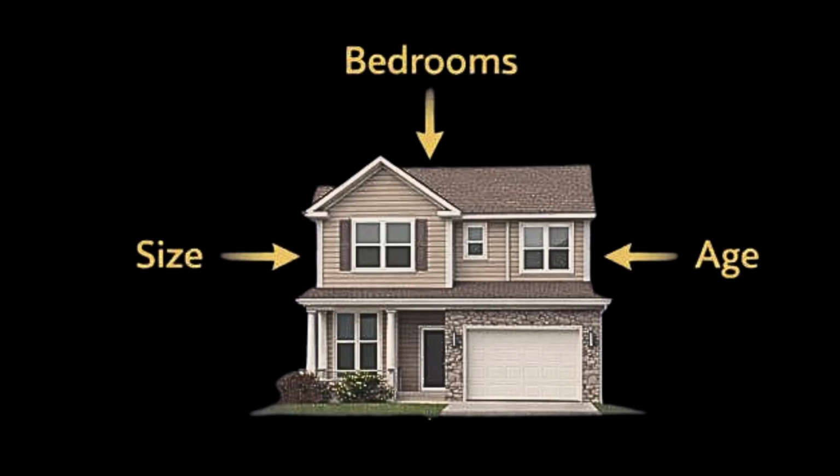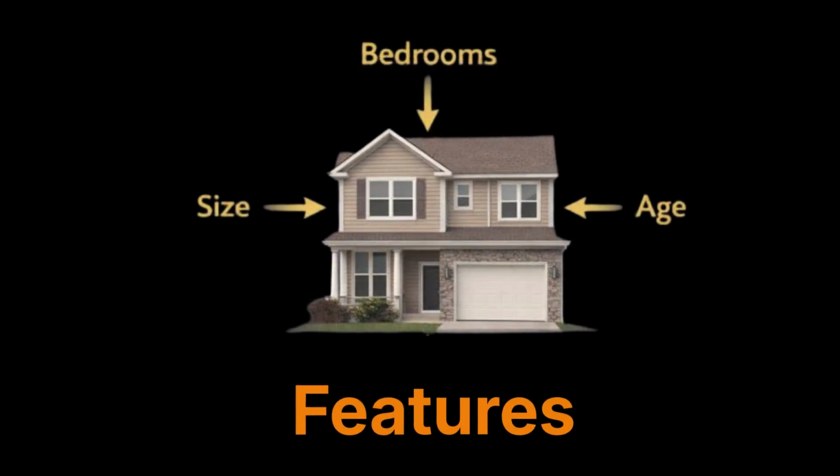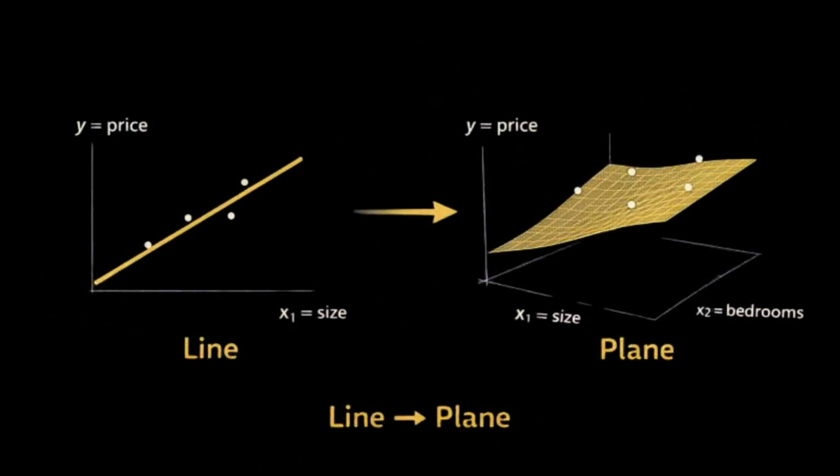In reality, many things affect the price of a house. The number of bedrooms, the location, how old the house is, how far it is from the city. In machine learning, we give these inputs a name. We call them features. A feature is not a fancy concept. It's just a measurable piece of information we use to make a prediction.